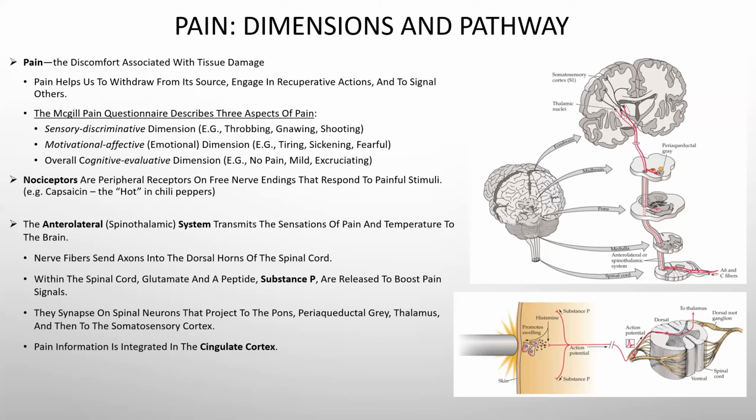Within the spinal cord, glutamate, we know that is one of the most prolific excitatory neurotransmitters, and the peptide substance P are released to boost pain signals. They synapse on spinal neurons that project, and you'll see this in the figure, to the pons, then up to the midbrain, the periaqueductal gray to be specific, then to the thalamus, and then to the somatosensory cortex. Okay. And pain information, I didn't want to leave this out, is also integrated in the cingulate cortex. Okay. It plays another role in pain perception.